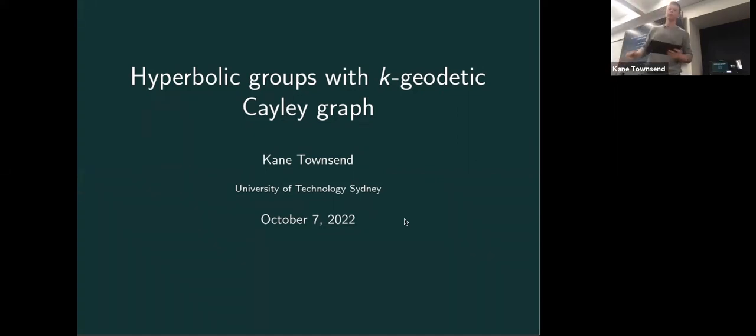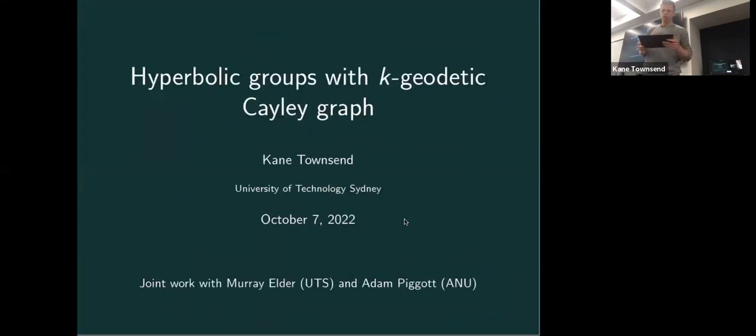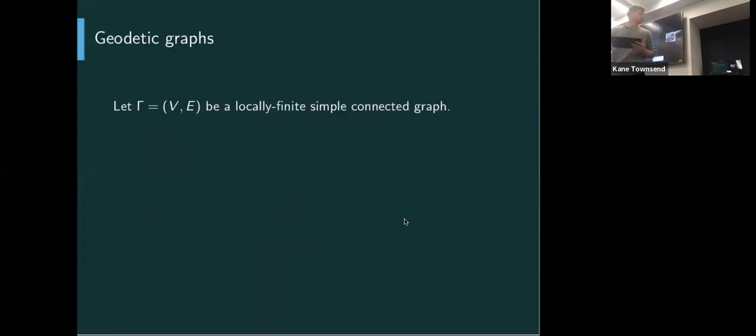This talk is going to be on hyperbolic groups with a k-Geodetic Cayley graph, and this is joint work with Murray and Olga, who's sitting there. So let's get started with what type of graphs we're going to be looking at. Let gamma be a locally finite simple connected graph.